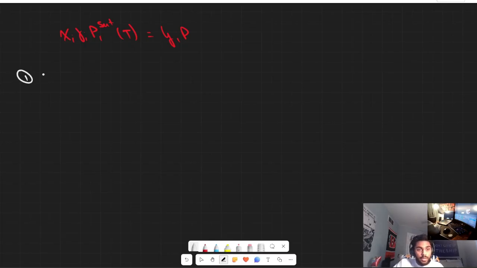First up, let's look at our bubble pressure. Now, as a bit of a reminder, if we have a bubble pressure, that means we have a constant temperature and we are adjusting the pressure until the first bubble of vapor forms within our system. And we want to find the pressure of our system when that happens. So let's start off with our modified Raoult's law.